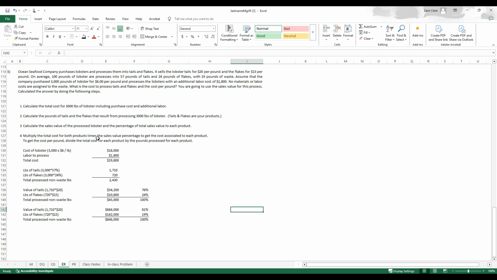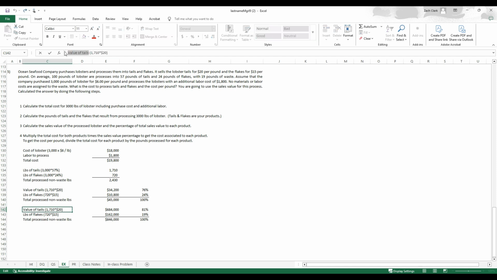Okay, and finally, multiply the total cost for both products times the sales value percentage to get the cost associated to each product. To get the cost per pound, divide the total cost for each product by the pounds processed for each product. Okay, so that's a lot of words.